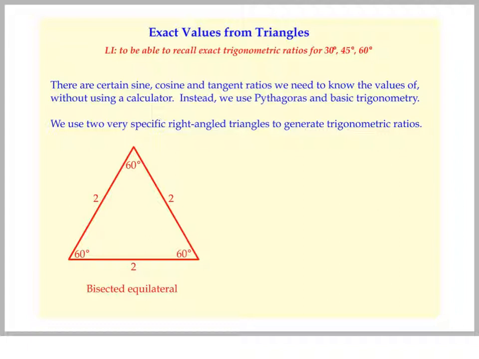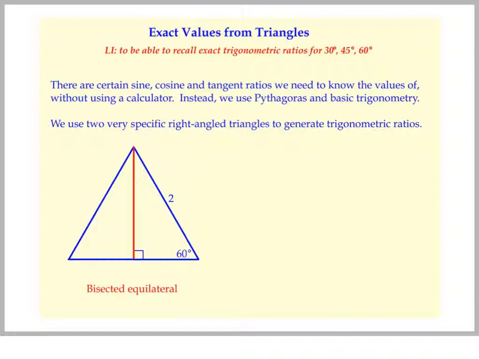Now for the second 2 sets of values, for 30 and for 60, we use an equilateral triangle. Now you'll notice I have put all the angles in, 60 degrees, and I've made each side equal to 2. Now because it's equilateral, all the sides are the same. You'll see why I've made it 2 in a few seconds. This is why it says bisected at the bottom, because I'm going to split it into 2 equal parts.